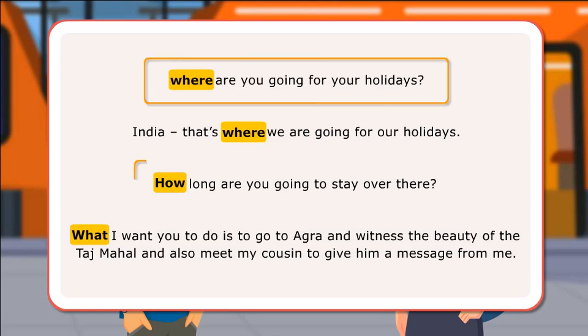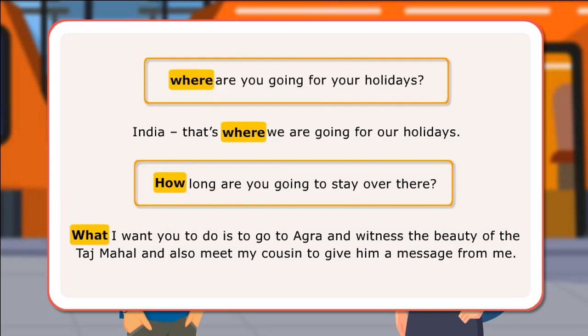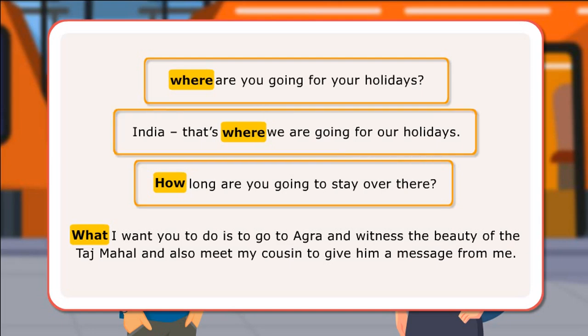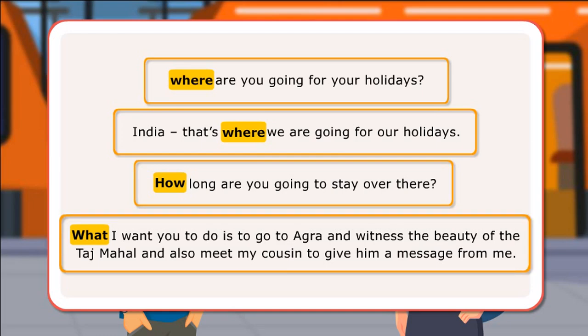In the first and third sentence, a WH clause is used in a question. In the second sentence, the WH word has followed is. In the last sentence, a WH clause is used as a subject in a statement.